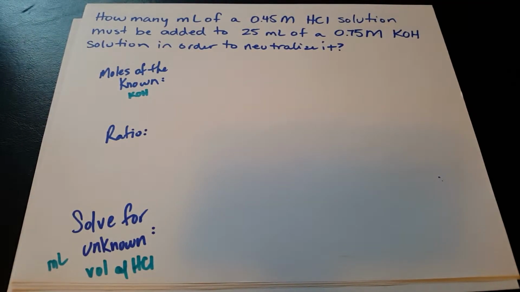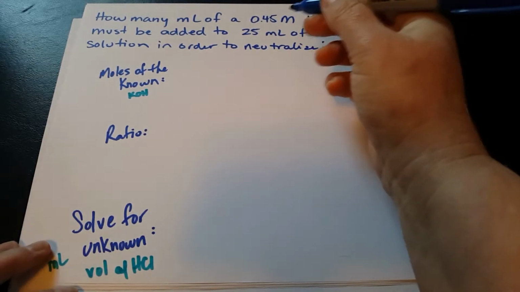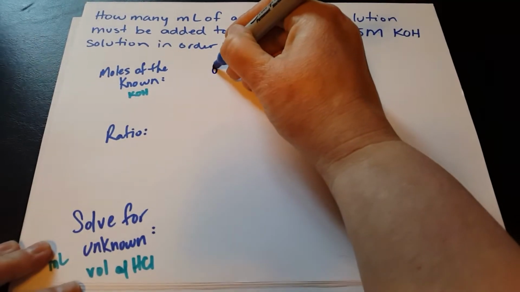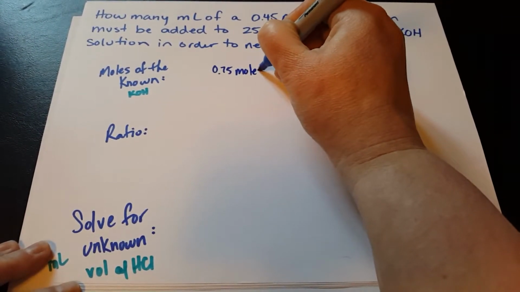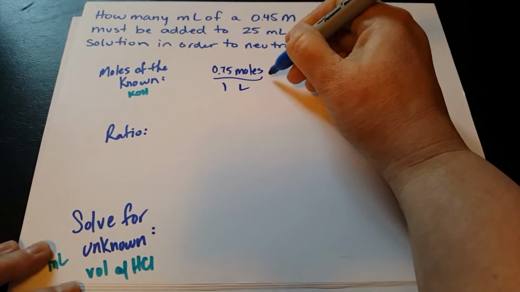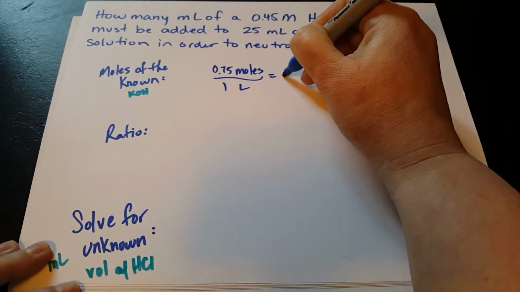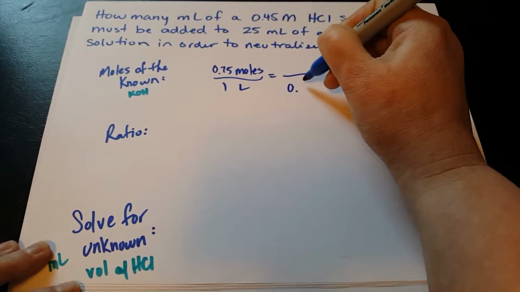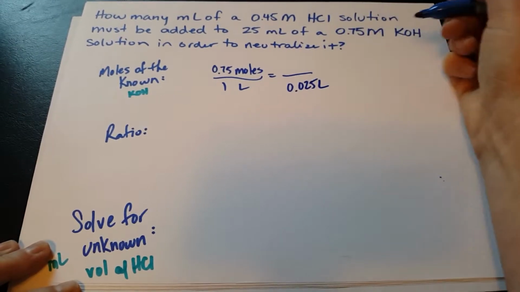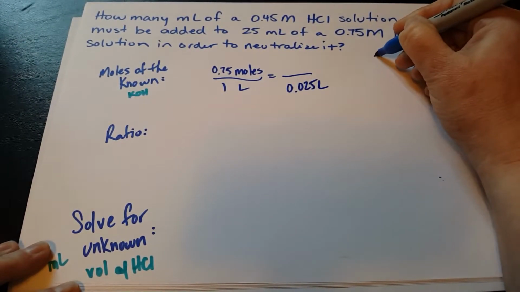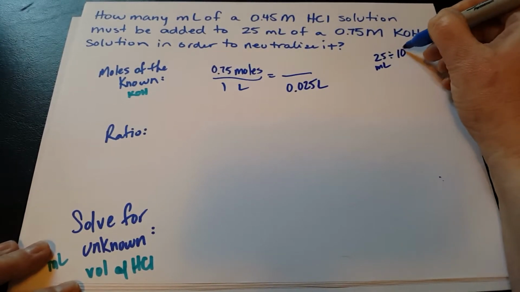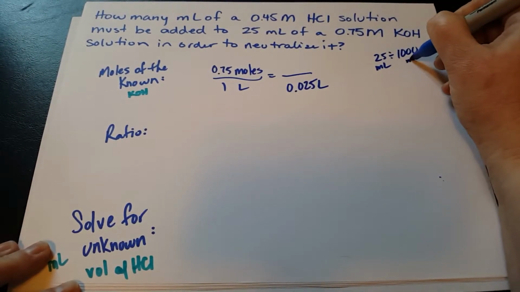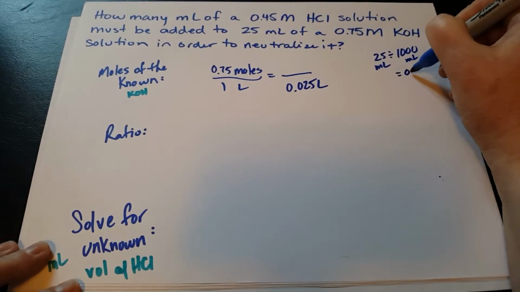So let's begin with what we know. We are given a 0.75 molar, or moles per liter, solution. And we're told that we have been using 0.025 liters of it. This is a side calculation in converting milliliters to liters.